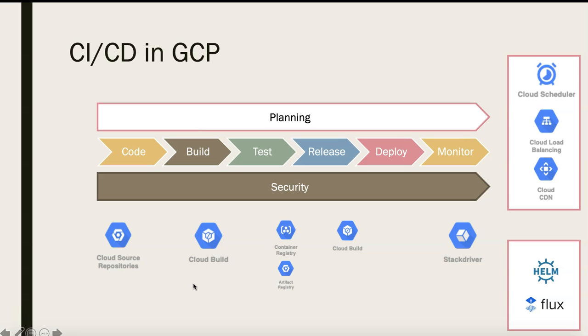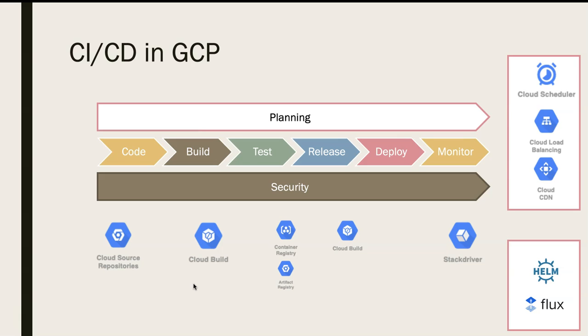You can also see a few other tools which I mentioned over there. Cloud Scheduler, which is a kind of cron job or scheduled job which you can run in GCP. Then Cloud Load Balancing and Cloud CDN. These tools are not part of the CI/CD process in DevOps, but I would still recommend DevOps engineers to know about them.